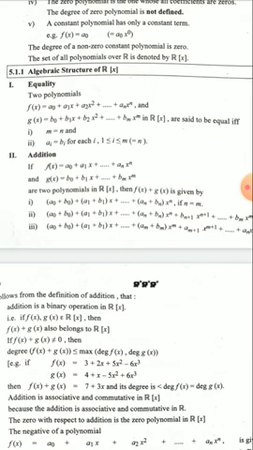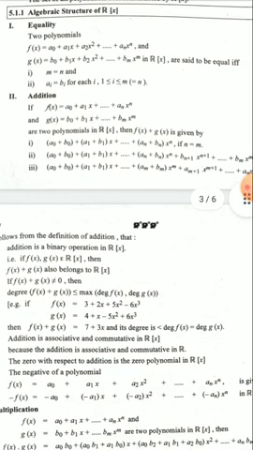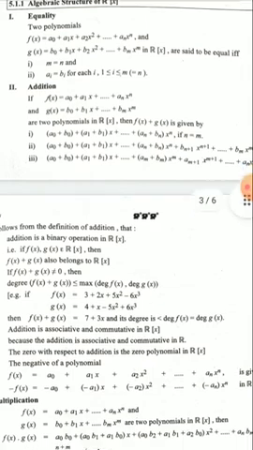Means what we have to do here? Here we have to add the coefficients of like powers of x. Okay, so constant term add into constant term, plus coefficients of x raised to the power 1 add into the coefficient of x raised to the power 1, plus coefficient of x raised to n add into coefficient of x raised to n. So this is the way to add the two polynomials.